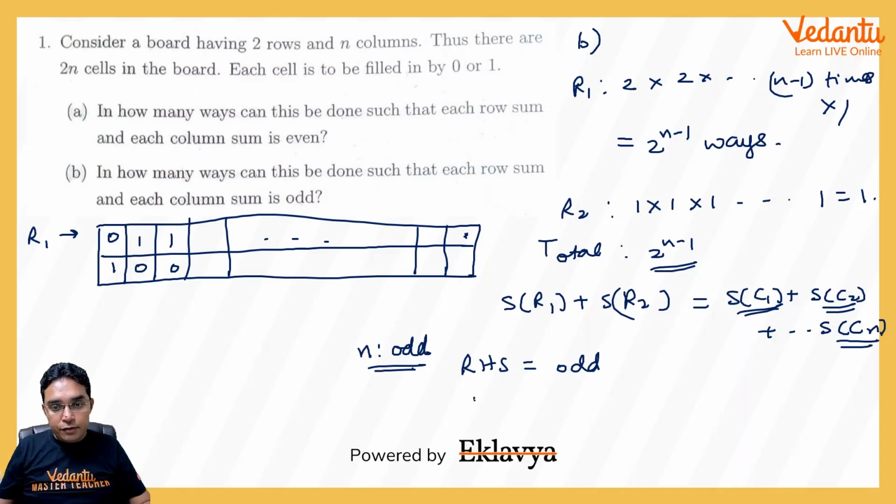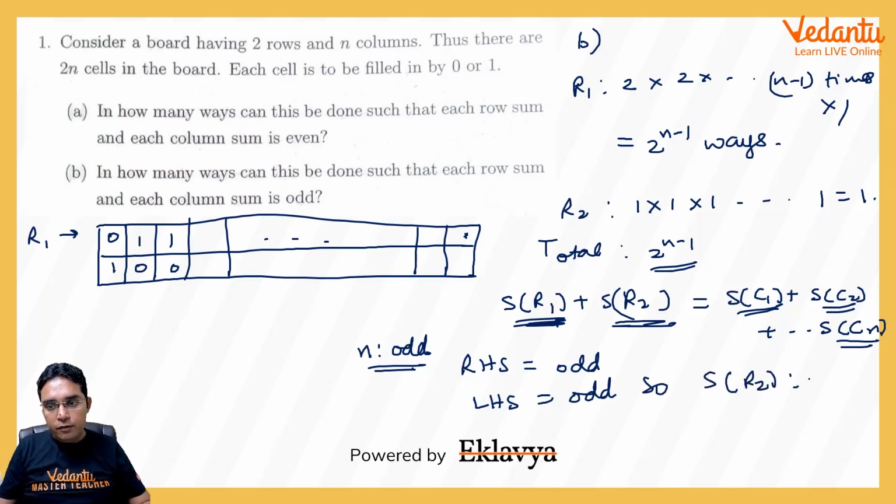But left hand side, we want this to be odd. We have made sure this is odd. So SR2 cannot be odd, or let me put it as LHS should also be odd. So this SR2 will become even.